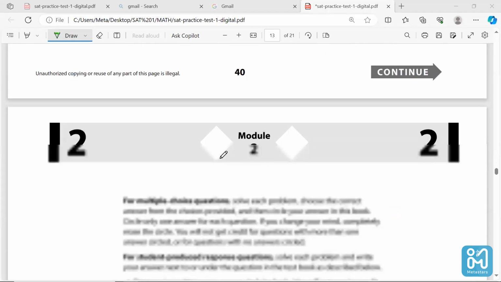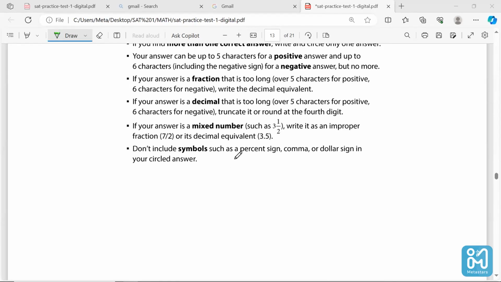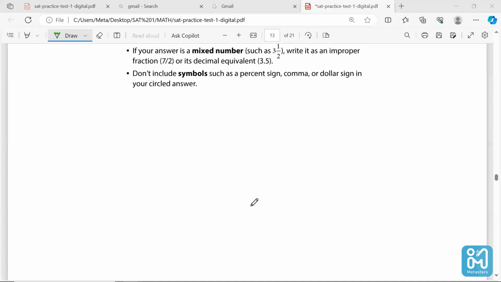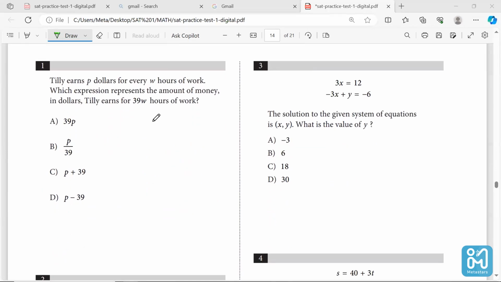Yes, all with calculator. Now, again, they focus on homework. They give you some instructions, and more than one answer is correct, and positive, negative, fraction, decimal, mixed number, and so on. Okay, here is a word problem. They focus on the word problem, I told you.